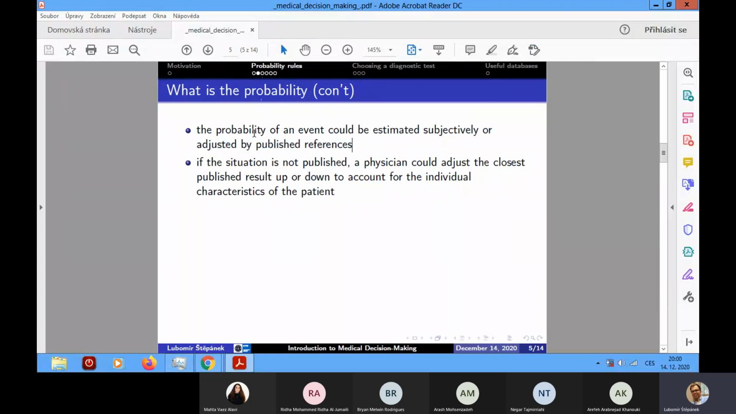It will be adjusted. Your personal feeling, your personal experience, for example, that this kind of disease is relatively rare, or that another kind of disease is relatively frequent, will be adjusted by some published references. For example, there could be some papers analyzing the prevalences. Prevalences are pretty much the same as probabilities here; prevalence is more of an epidemiological term, but in fact they are the same.